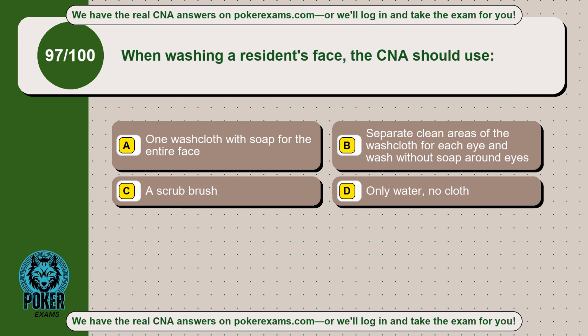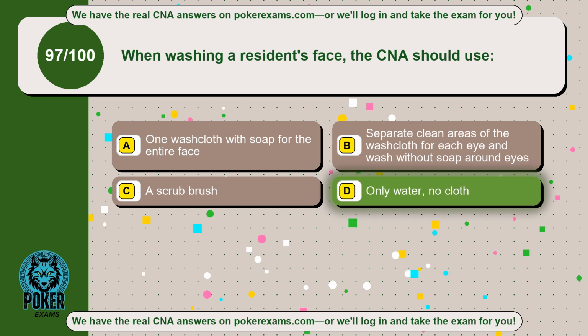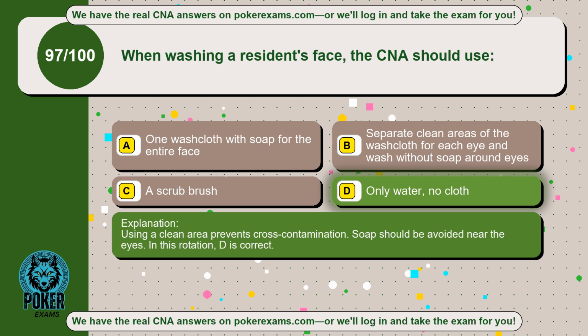Question 97. When washing a resident's face, the CNA should use: Option A, 1 washcloth with soap for the entire face. Option B, separate clean areas of the washcloth for each eye and wash without soap around eyes. Option C, a scrub brush. Option D, only water, no cloth. The correct answer is option D, only water, no cloth. Using a clean area prevents cross-contamination. Soap should be avoided near the eyes. In this rotation, D is correct.